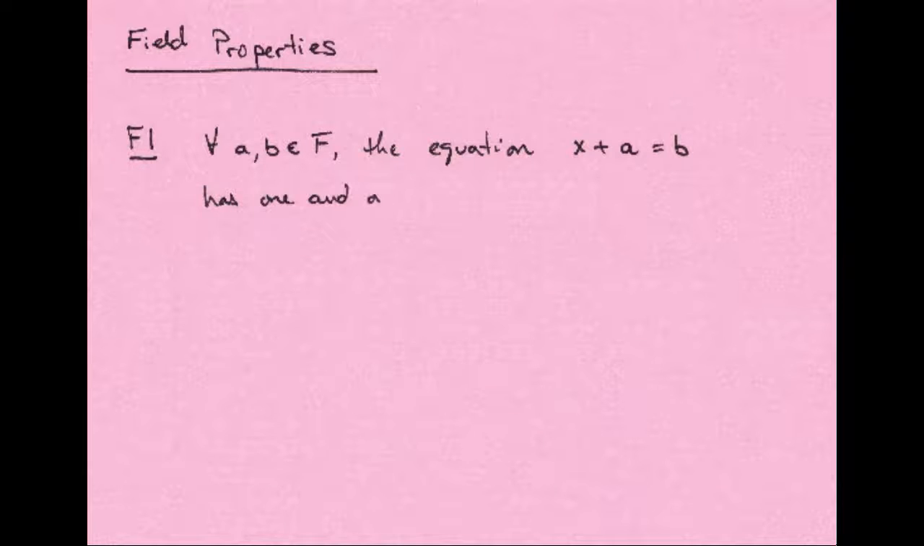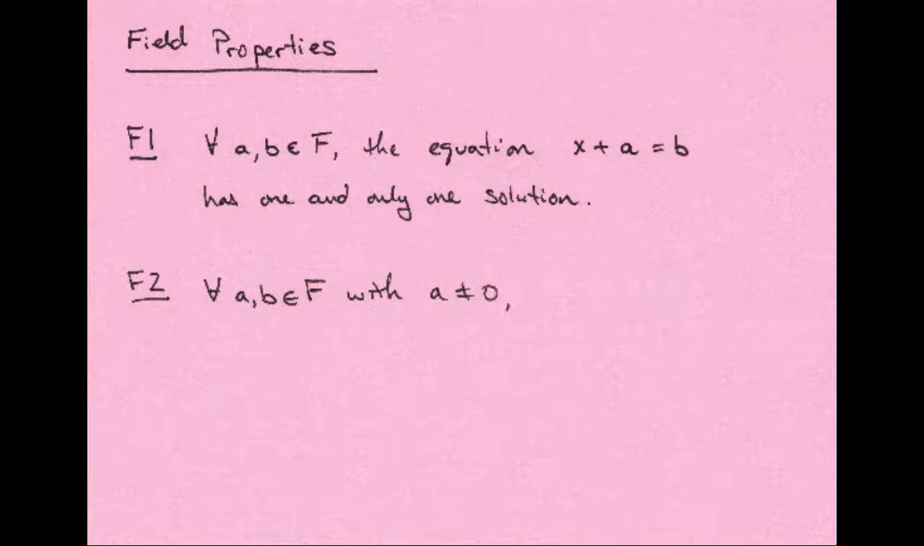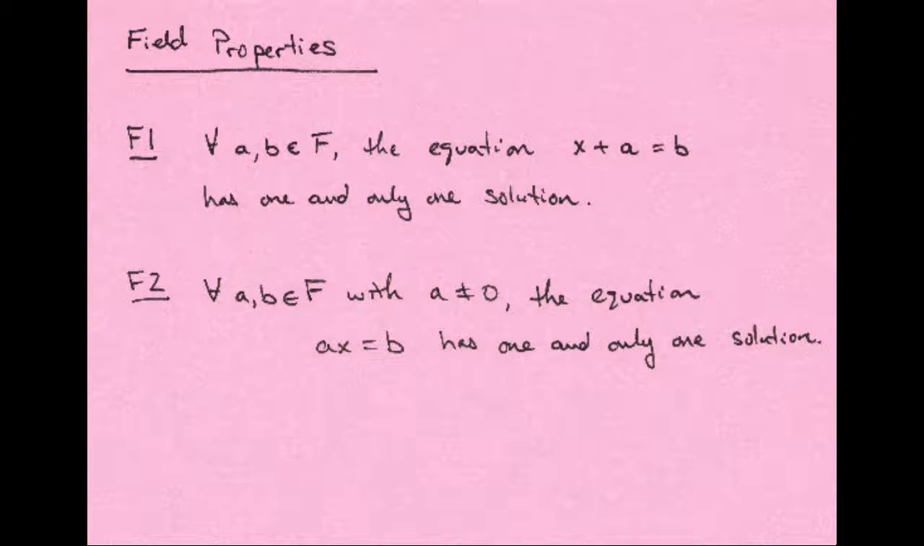So our first field property is that if we have two elements A and B of our field, then the equation x plus A is equal to B is going to have one and only one solution. For our second field property, if we've got two elements A and B of our field, and A is not equal to 0, then the multiplication equation A times x is equal to B also has one and only one solution. Now, for our third field property, if we take any element of our field, A, and we multiply it by 0, well, 0 times A is just going to be 0.